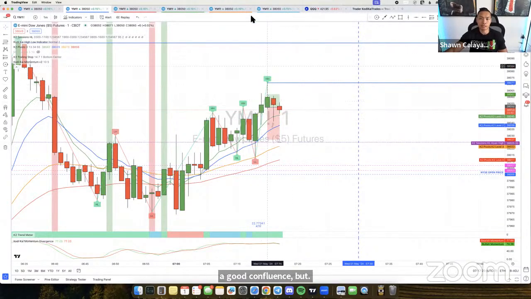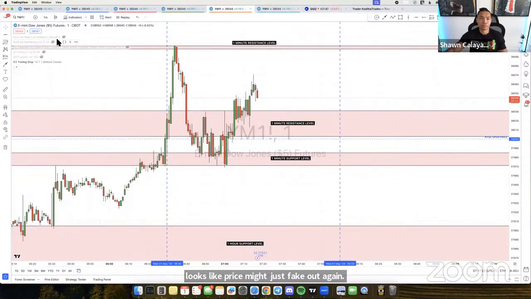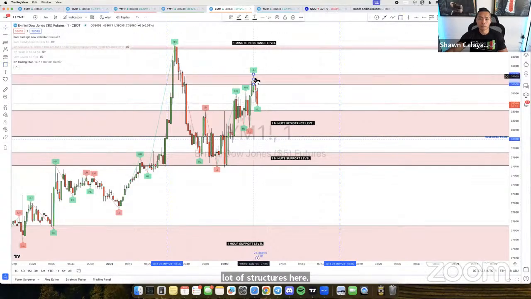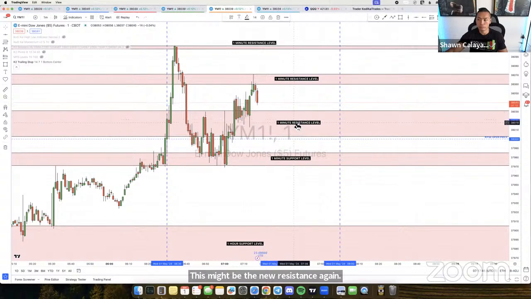It looks like price might just fake out again and then come right back into the range. See if there's another structure there. I mean, there's a lot of structures here. This might be the new resistance again. So another one right there.